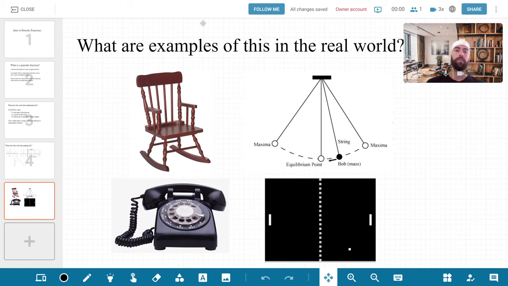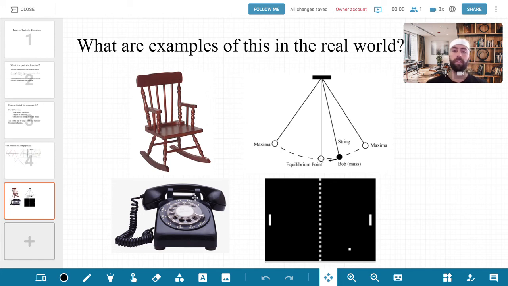What are examples of this in the real world? The motion of a rocking chair as it moves forward and backward. It repeats itself constantly as long as you put in the same force to it. Frictionless pendulum. It will swing to the same distance back and forth constantly. The same maxima on each side with an equilibrium point in the middle.